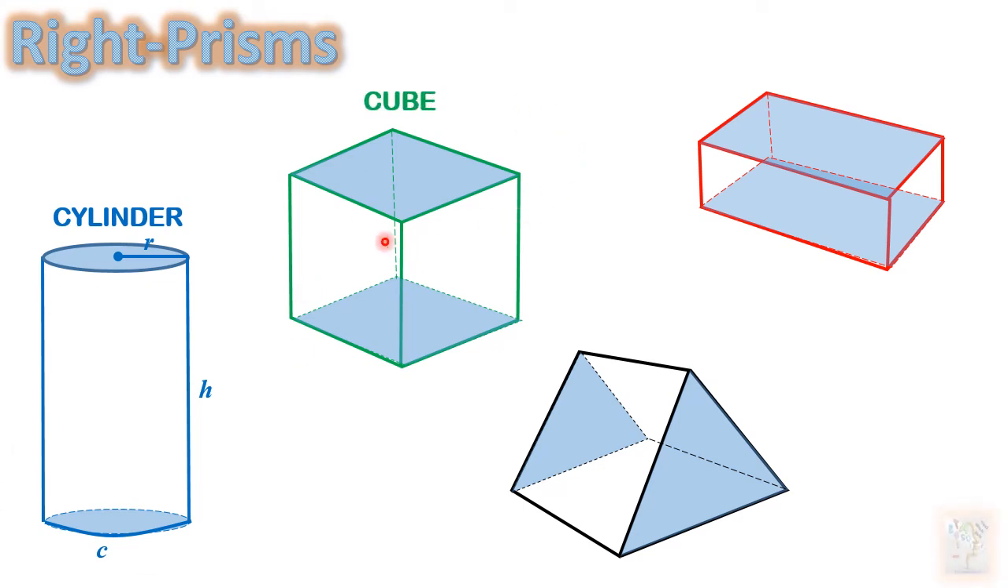The second one is called a cube, because all the sides are equal. This is a side, this is a side, this is a side. All of them are equal, so it is a cube. Then the third one is a rectangular prism. A rectangular prism has three dimensions: it has the length, the breadth, and the height. Then you know this is a rectangular prism.